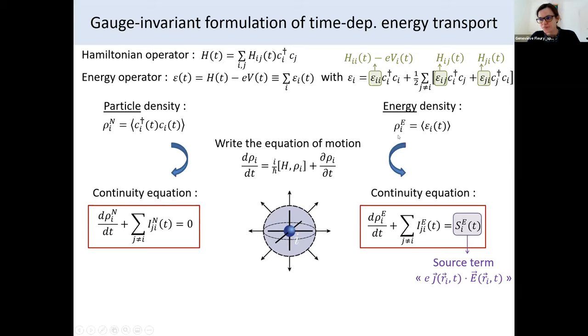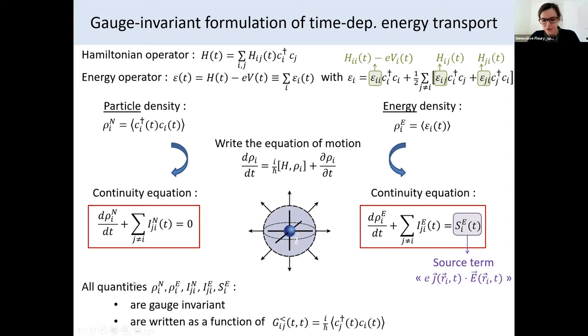For the energy density, we find a similar continuity equation, but now with an additional source term, which comes from the electric power density supplied by the external time-dependent electromagnetic field. So in continuous space, it coincides with the standard term J dot E, where E is the time-dependent electric field and J is the time-dependent particle current density. And yes, two important comments. So all those quantities, the densities, the currents, and the source term, are gauge invariant by construction. And also they are written as a function of the lesser Green's function by definition. So everything is encoded in the lesser Green's function.